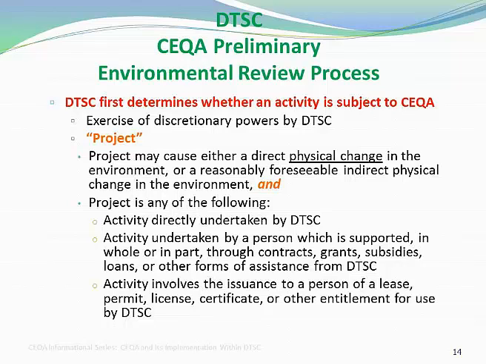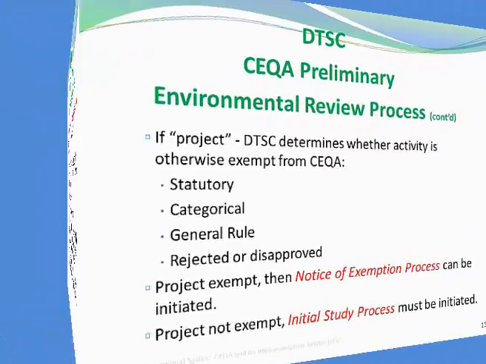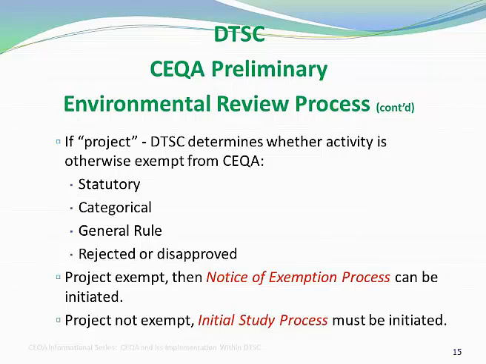And the project is an activity directly undertaken by DTSC, as in the case of an orphan site cleanup, or an activity undertaken by a person which is supported in whole or in part through contracts, grants, subsidies, loans, or other forms of assistance from DTSC, or an activity that involves the issuance to a person of a lease, permit, license, certificate, or other entitlements for use by DTSC. For example, a facility permit, variance, or a cleanup.